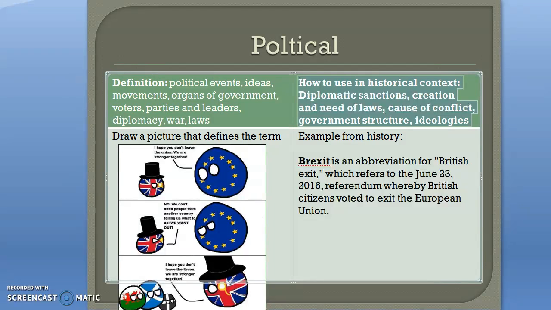Creation and need of laws, you're going to be taking a look at that, and that will be the basis of your Unit 4 project. Cause of conflict, that will be all about Unit 8. Government structure will be Unit 3. And of course, ideologies will be Unit 2 and throughout as well.